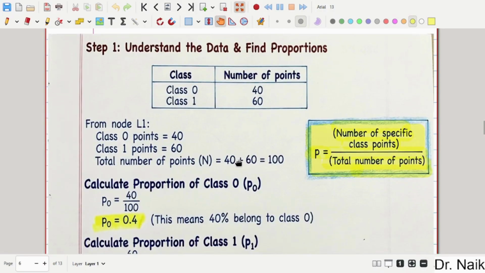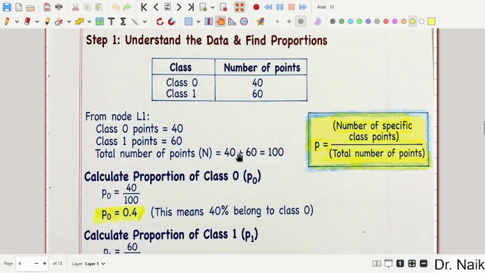Now understand the data given to us. We have 40 points that belong to class 0 and 60 points that belong to class 1. So the total number of points is 40 plus 60, that is 100. Now understand the probability formula. Probability or proportion is equal to the number of specific class points divided by the total number of points.